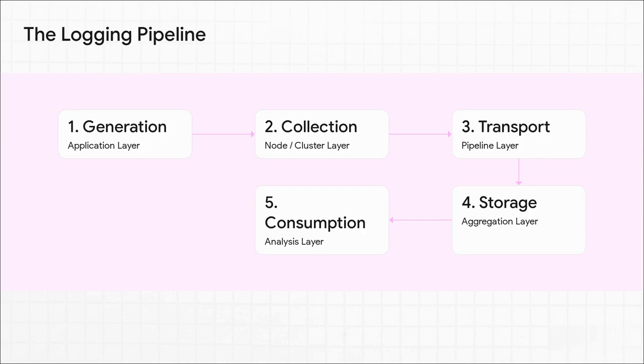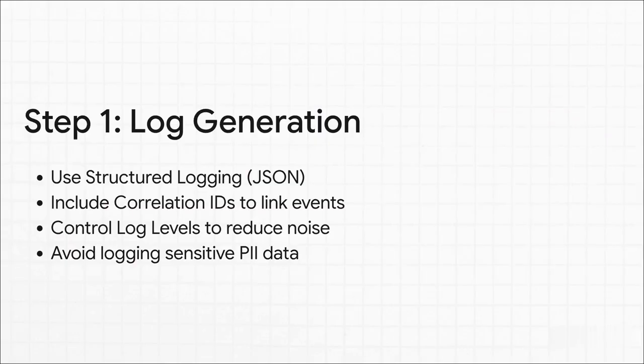Now, while every stage here is important, we're going to zero in on that first one, generation. Why? Because if your evidence is bad from the get-go, the rest of your investigation is pretty much doomed. Seriously, the quality of your entire investigation lives or dies right here. At step 1, you've got to lay down some rules of evidence. First, use structured logging, like JSON. It makes your clues machine-readable, super important. Second, and this is maybe the most crucial part, include correlation IDs. Think of this as the unique case number that links every single piece of related evidence. It's the magic thread that ties everything together. Also, control your log levels to filter out the noise, and for goodness sake, avoid logging sensitive data. Keep private info out of the evidence locker.